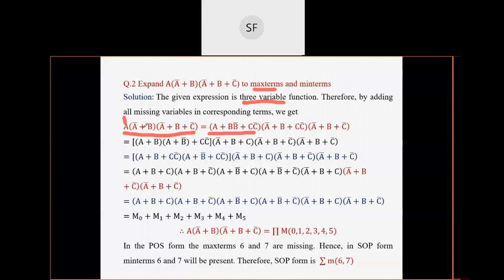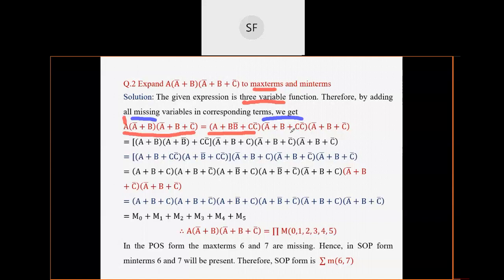Okay, so in the second term only the C variable was absent. So here I have added plus C bar. And there is no problem with the third term because in the third term all three variables are present already. Now I will explain this term because it is very important. So now here observe A plus AB bar plus CC bar, and here A bar plus B plus CC bar. This is very easy.